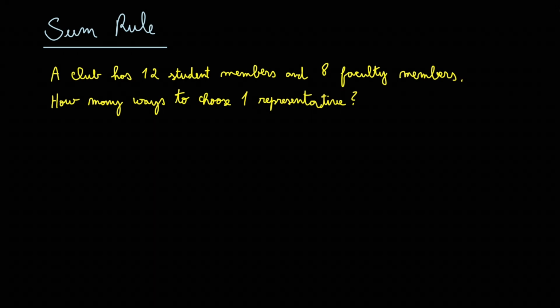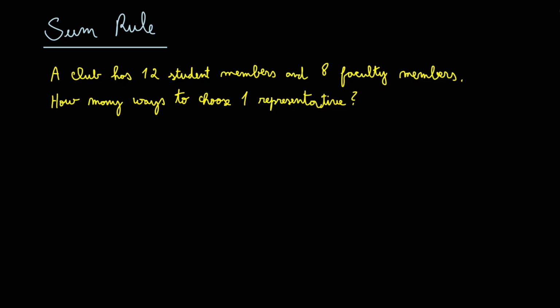Here's another example. A club has 12 student members and 8 faculty members. How many ways can you choose one representative if it can be either a student or a faculty member? So you have the set of 12 student members and you have the disjoint set of 8 faculty members, meaning a member cannot be a student member and a faculty member at the same time.